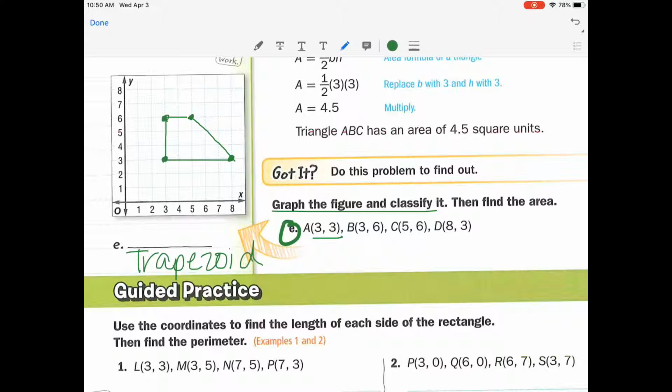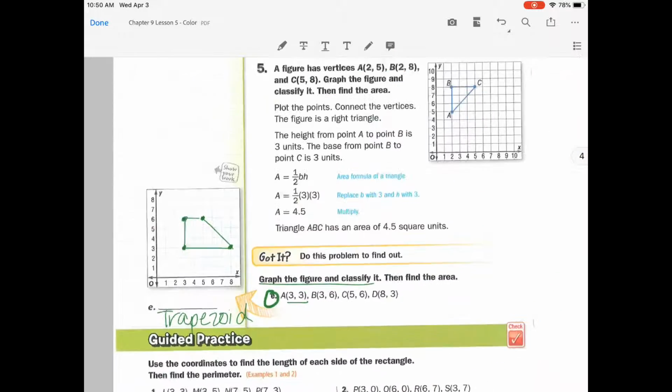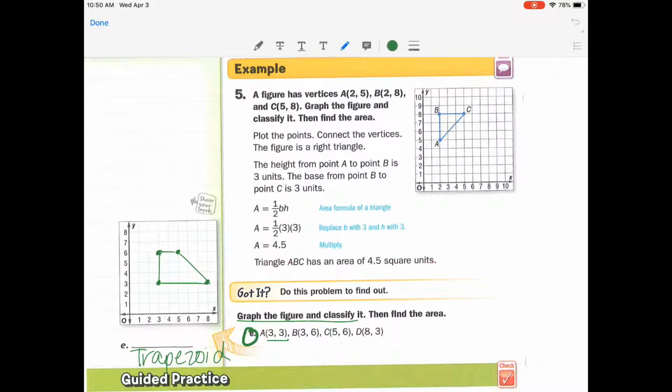So we're going to go back to what we know about our formula for area for a trapezoid, and that is A equals 1/2 height, not base, times base 1 plus base 2. So now we're going to go back in and fill this in. So 1/2 equals our height. So let's figure out our height. Remember the 90-degree angle. 1, 2, 3. So our height is 3.